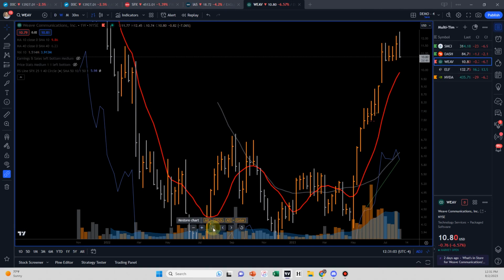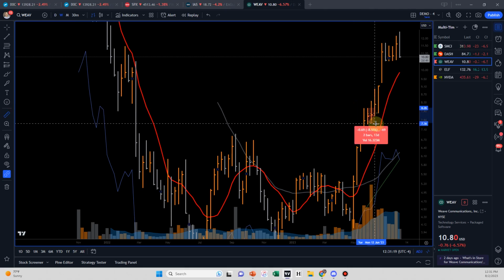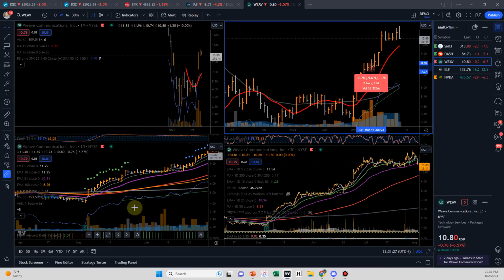Sometimes it's difficult to find entries on some of these names that run up very quickly. And the reason why is because the distance between the top of the weekly chart and the bottom of the weekly chart is so wide. If you wanted to enter on this breakout and have your stop below the weekly low, you'd need about a 9.5% stop. I don't know about you, but that's a lot for me.